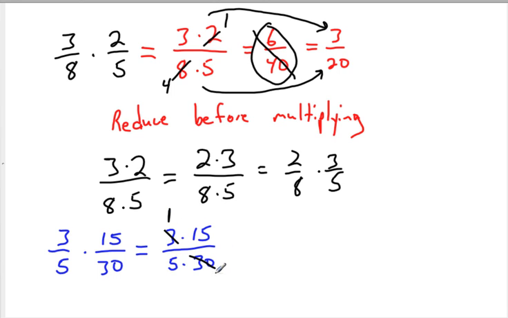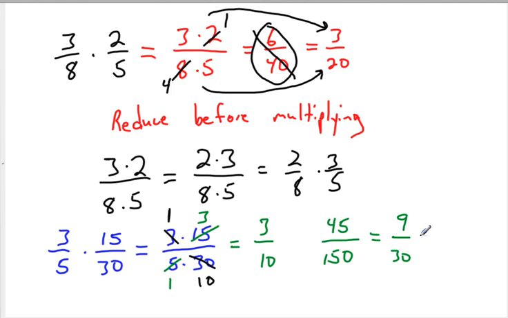We could also do the 15 and the 5, we could divide each of them by 5, and then we will end up with 3 over 10, which is much easier than actually doing the multiplication, 45 over 150, and then having to reduce this pretty large fraction. If we divide both by 5, we would get 9 over 30, and then divide both by 3, we would eventually get 3 over 10.